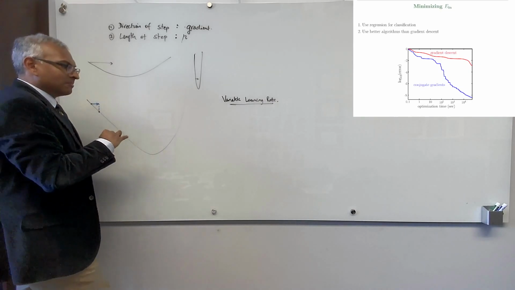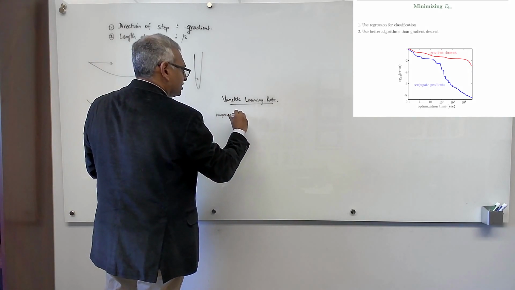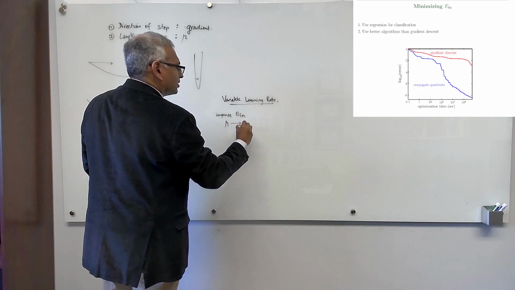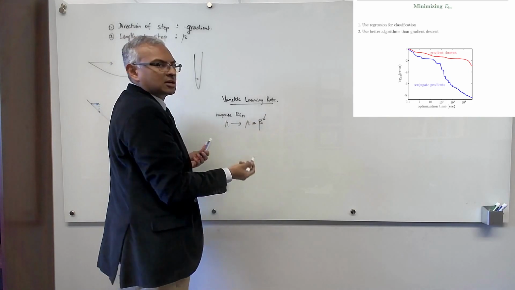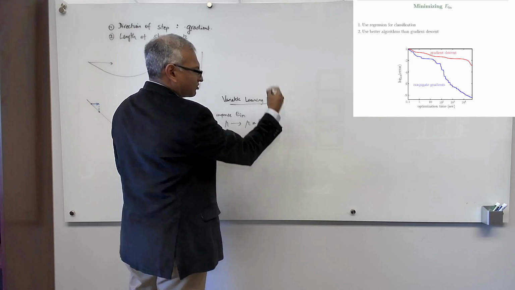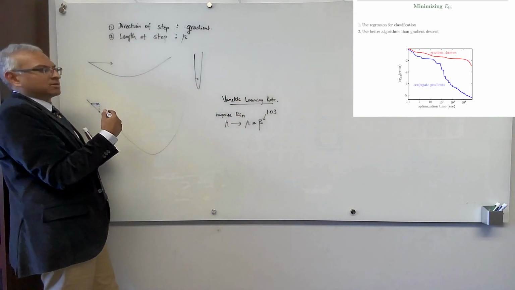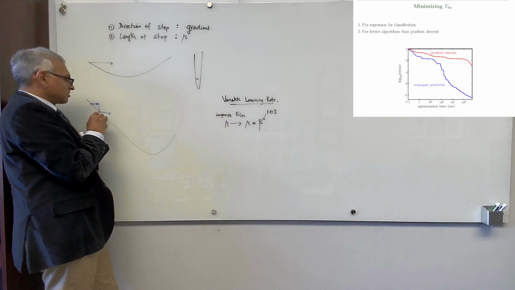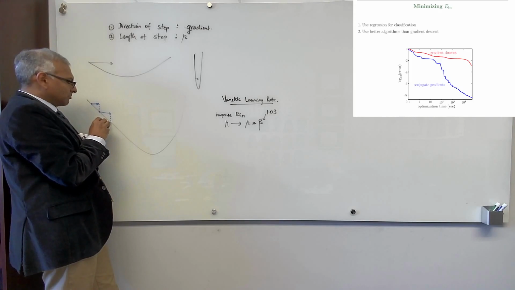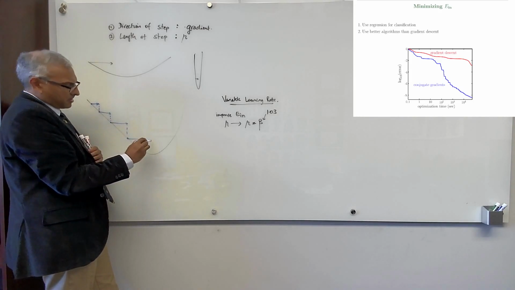Okay, so if you improve E in, then eta goes to eta times some factor. Let's call it beta. Beta, for example, could be something like 1.03, a 3% increase. So you will increase the learning rate for the next step. So you'll take a bigger step next. Okay, and now you improved again, so you take a bigger step, and now you improved again, so you take a bigger step.